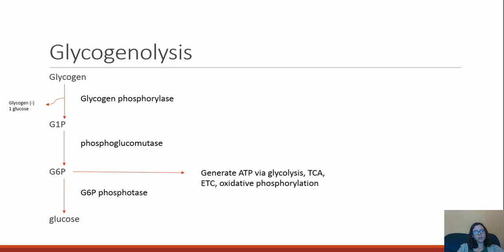this needs to be oxidized to be utilized for energy. However, in the liver, we have G6 phosphatase, which can then remove the phosphate group from the G6P and allows us to have free glucose.